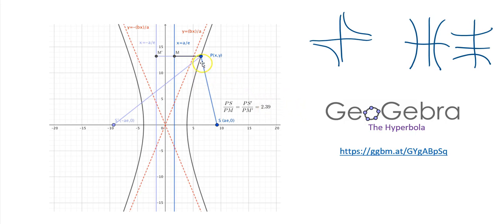We might mention a couple of other points here. As always, we could find the equation of the vertex by setting y equals 0 into our equation for the hyperbola. We also have these lines here, which are the asymptotes within which, if you like, the hyperbola is trapped. So they're the asymptotes, and they're plus and minus bx on a. So let's jump now and actually have a look at GeoGebra.